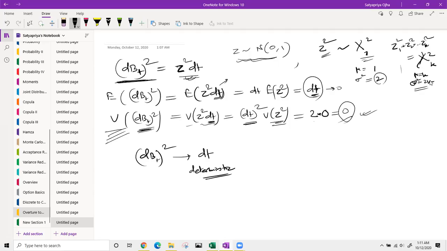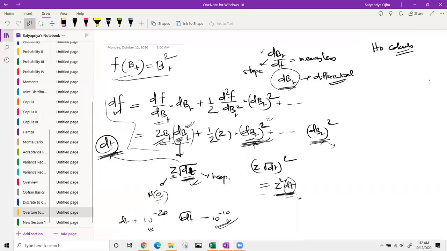This is true because the variance is so small, it only behaves as if the mean is there, dt. There is no variance. The value of this is almost non-random in the limiting sense. Talk about a very tiny time interval, you can almost always expect that dBt square in that small time interval will be the same as the time interval. It is non-random. All right, 0 variance. That is very interesting. So this is the key result that we'll use everywhere.